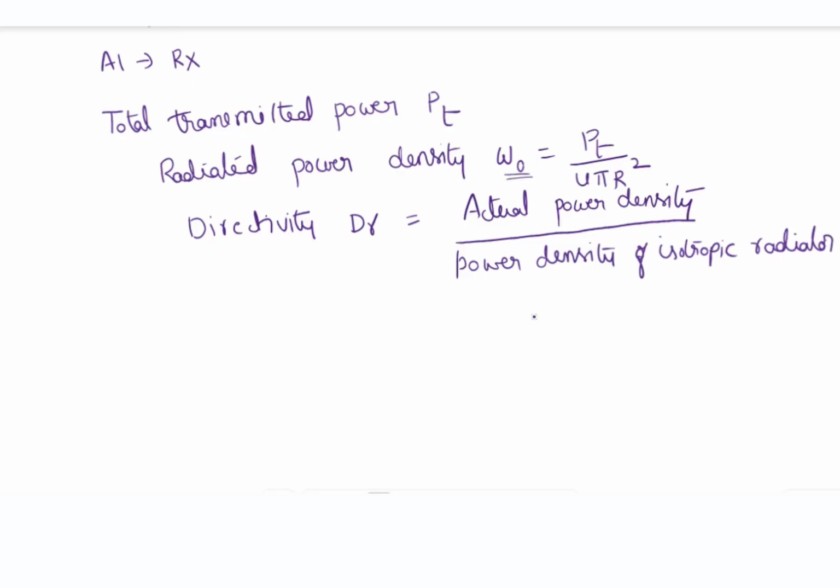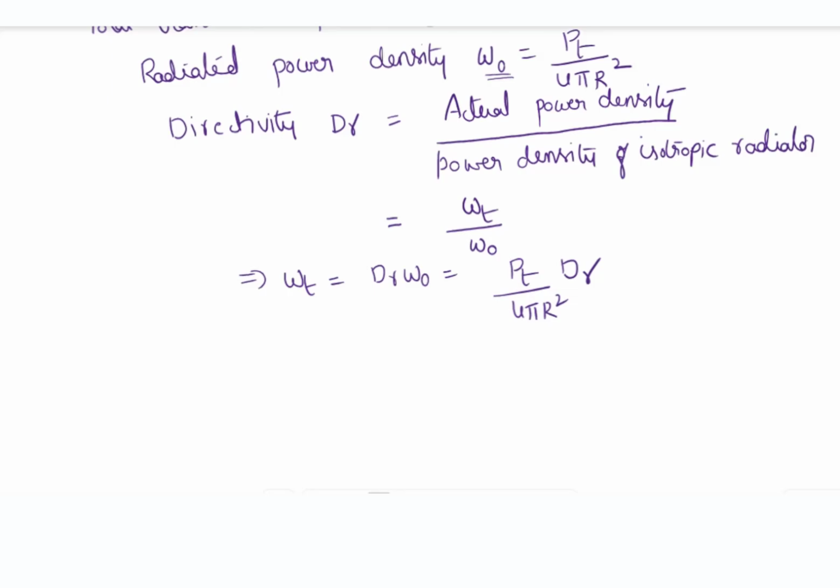What is that here? It is the power density of the isotropic radiator, because it is the total power transmitted over the sphere of radius R. Only the isotropic radiator's radiation is in the form of a sphere. So the actual power density is WT and the power density of the isotropic radiator is W naught. So WT is equal to DR into W naught, that is PT by 4 pi R square into DR. We will go for the power received.